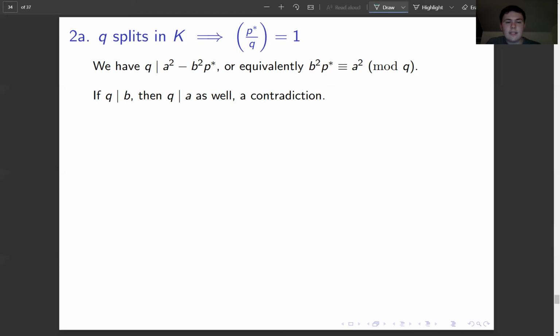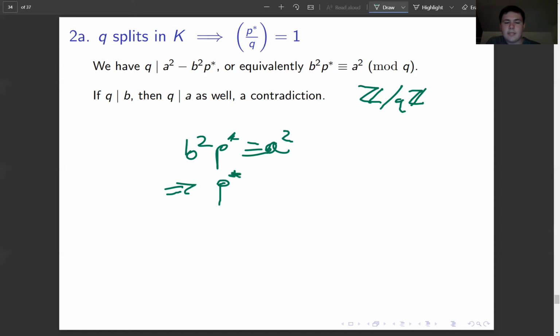Okay, so now that it doesn't divide B, we can safely divide by b squared, or even better, multiply by the inverse of b squared in Z mod QZ, to get that b squared p star is equivalent to a squared if and only if p star is equivalent to b inverse a squared mod Q. And that means we're done with this part of the proof, because we've shown that p star is congruent to some integer squared mod Q. And that's the definition of this. So now we're done with 2a.